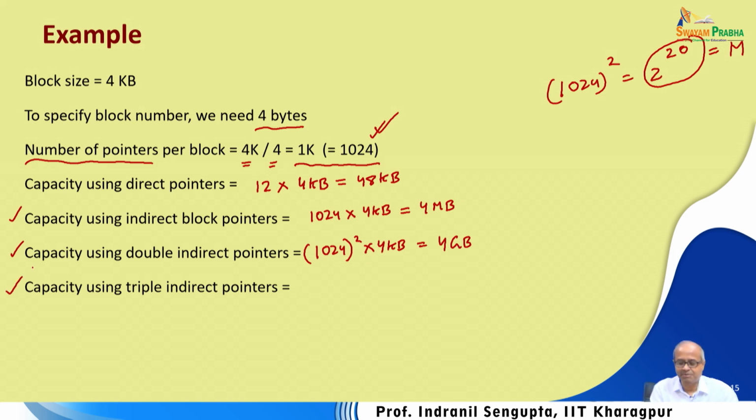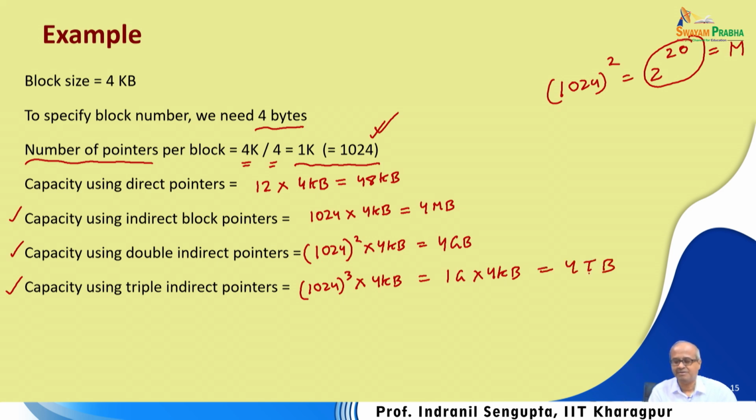And capacity using triple indirect pointers, it will be 1024 whole cube into 4 kb. 1024 whole cube means what? 1 k into 1 k into 1 k, that means it is 1 gig. That means 1 gig multiplied by 4 kilobyte. Gig multiplied by k means tera, 1000 giga. So, this comes to 4 terabytes. See, these values are negligible as compared to 4 terabytes. So, you can say your total disk capacity will be 4 terabytes.